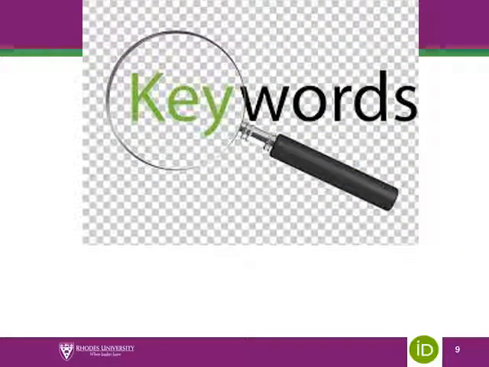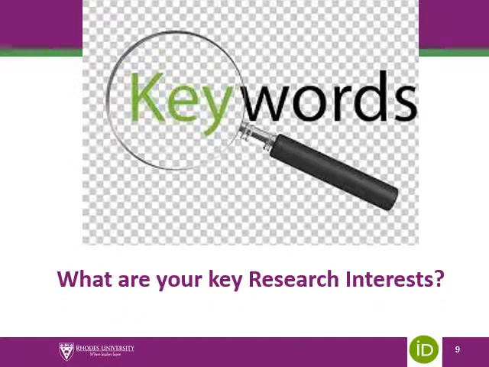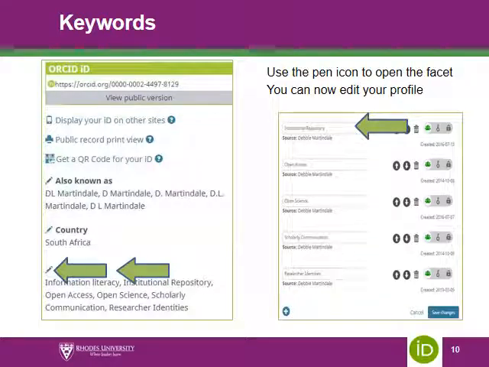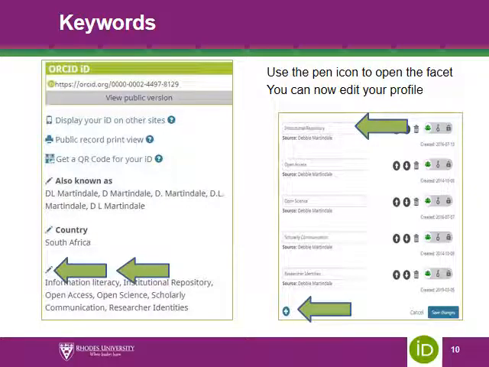Now we look at the keywords facet. This is where you can list your research interest areas. What are your key research interests? So go to the keywords facet and once again use the pen icon to open up that facet. Keywords, as we've said before, are your areas of research interest. One keyword is entered at a time. Other keywords are entered by using the blue plus button, and again remember to save your changes.